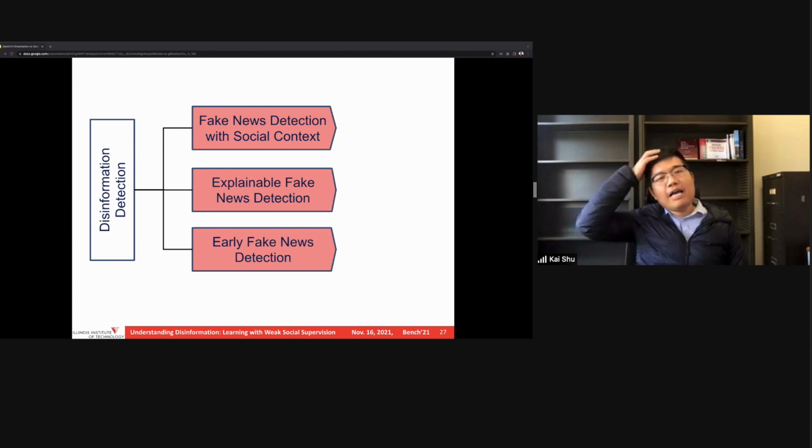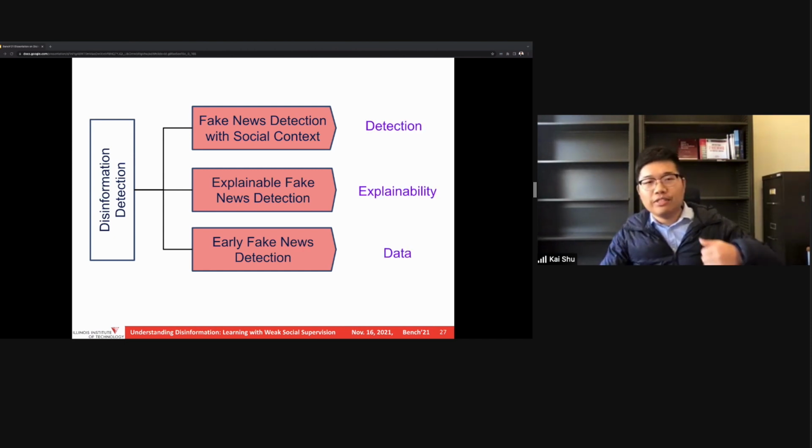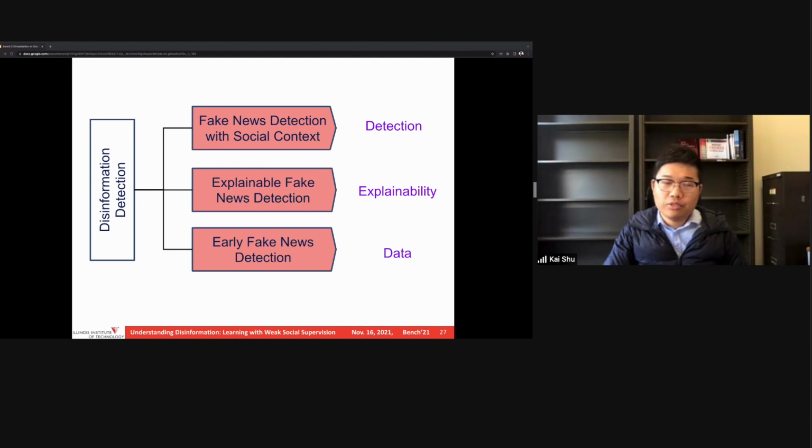So now I have basically introduced how to learn with weak social supervision to detect fake news and disinformation with these three computational tasks to solve the challenges of detection challenge, explainability challenge, and the data challenge. Okay. So next, I will briefly introduce some lessons learned and future research directions.